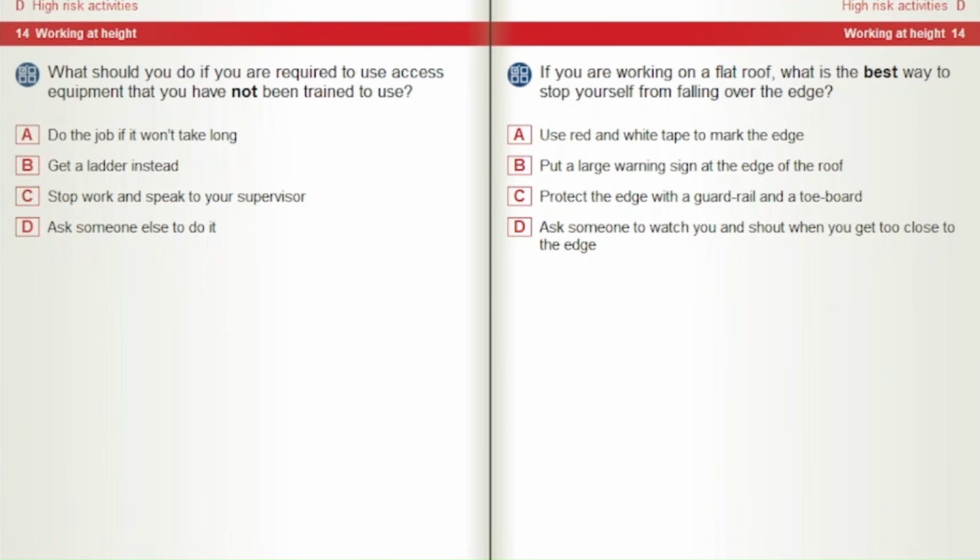If you are working on a flat roof, what is the best way to stop yourself from falling over the edge? Use red and white tape to mark the edge. Put a large warning sign at the edge of the roof. Protect the edge with a guardrail and a toe board. Ask someone to watch you and shout when you get too close to the edge.